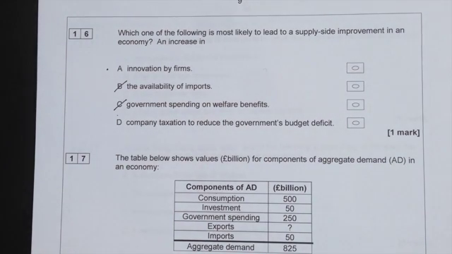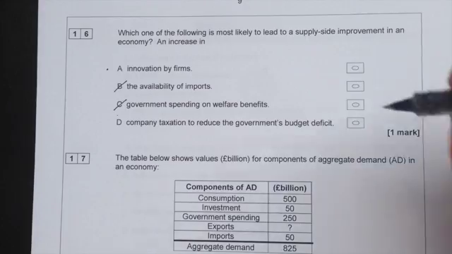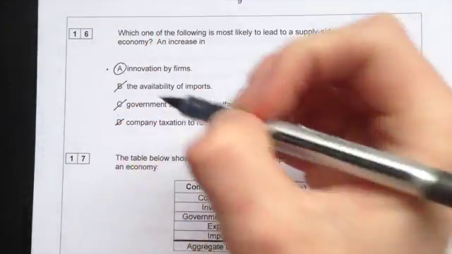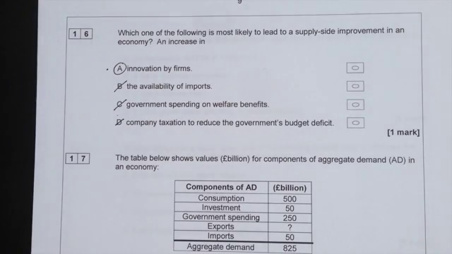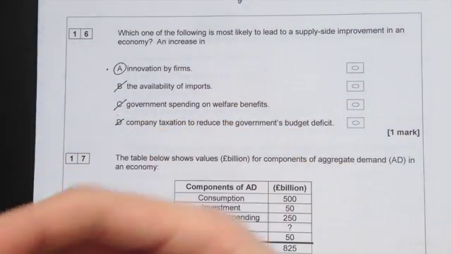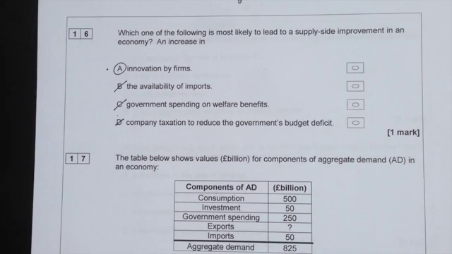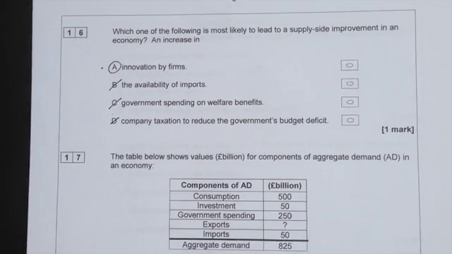D, company taxation to reduce the government budget deficit. That would just affect the SRAS curve, so it won't be that either. So the answer to this one will be A, because innovation by firms will allow them to find new ways to produce goods and services, and the LRAS would shift outwards.